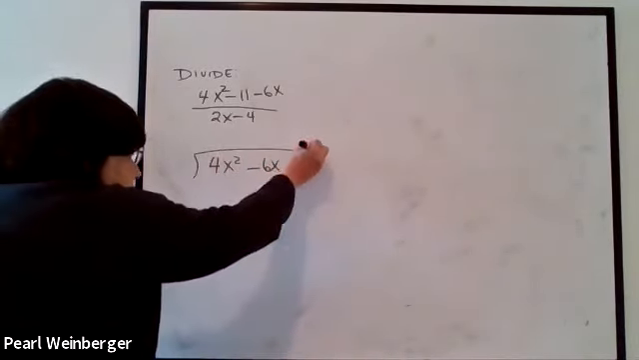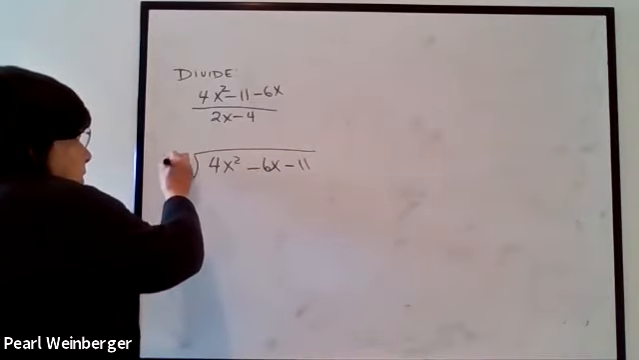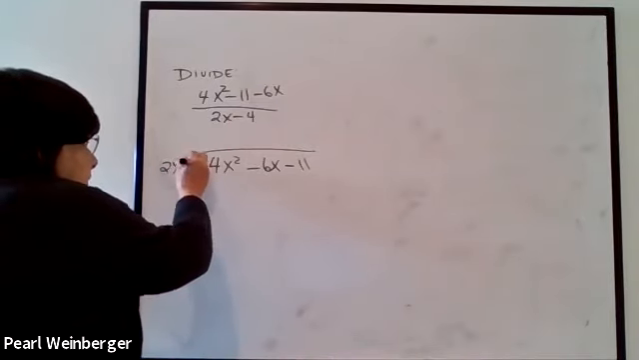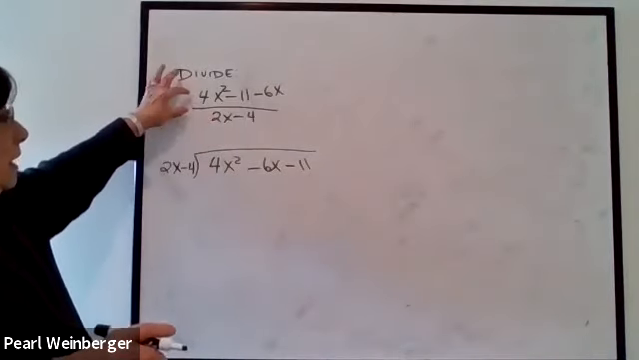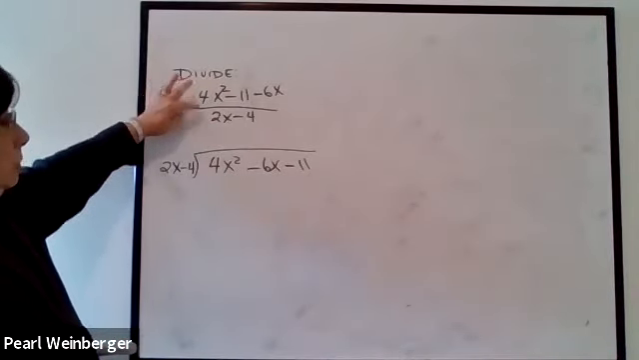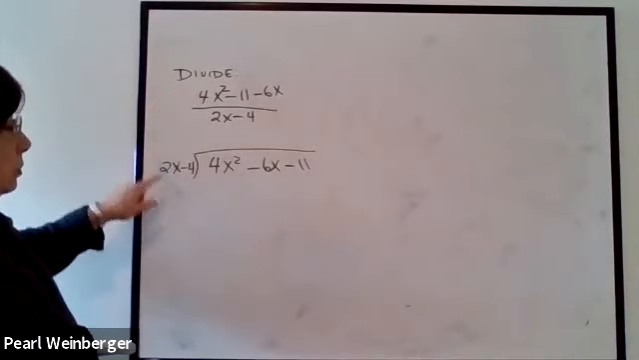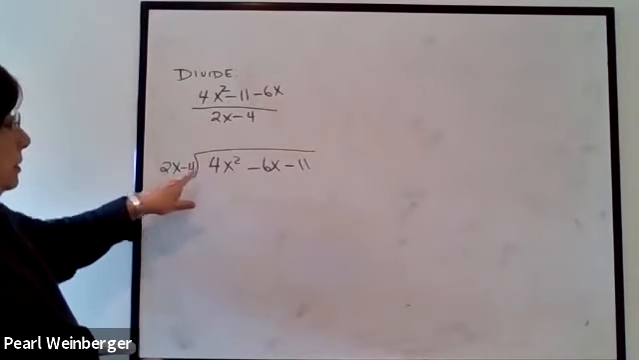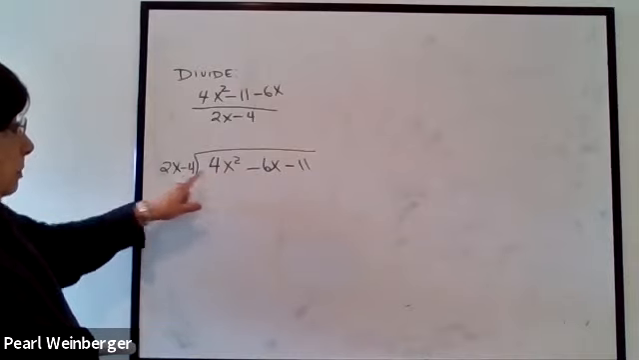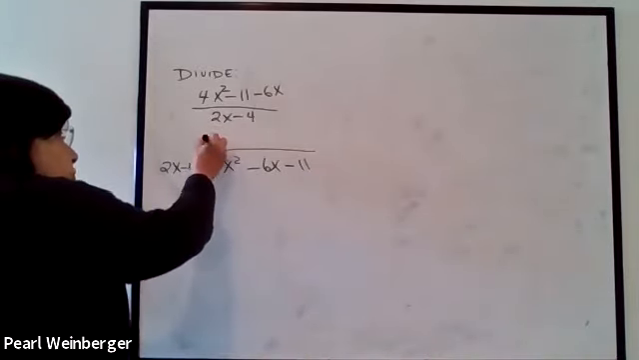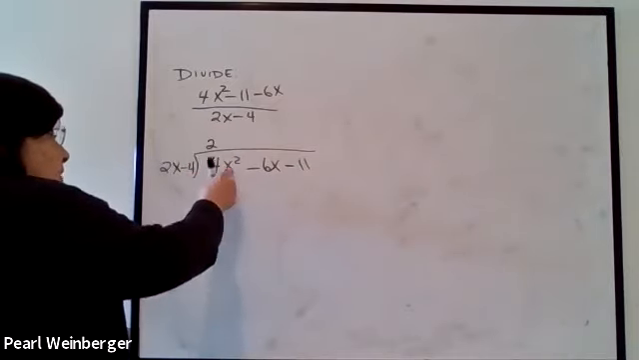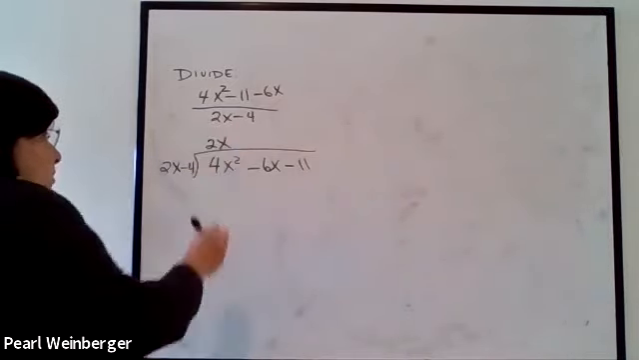And I'm going to put the 2x minus 4 outside. Again, I have to do this as a long division because I have a polynomial divided by a polynomial. So I divide the 2x into the 4x squared. Remember, first term into first term. So 2 into 4 gives me 2. x into x squared is x.